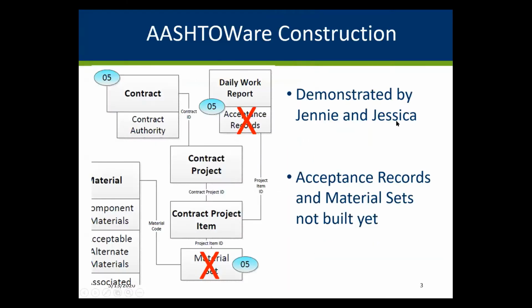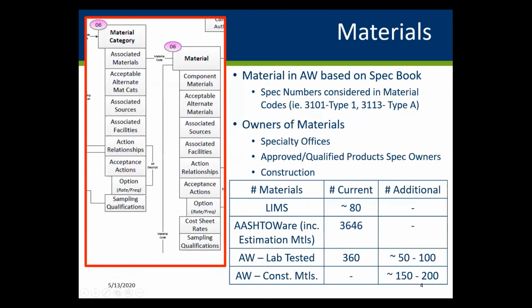To take a closer up picture, Jenny and Jessica demonstrated yesterday the type of functionality that construction is using related to daily work reports and contracts, contract items and everything. In that construction box, there were two items that we've talked about the last few days: acceptance records and material sets. And that's what Rachel's going to talk more about at the end of the presentation. So even in that box, there's still a few features that construction can't use yet because they have to be built.